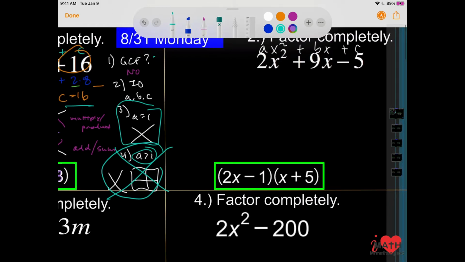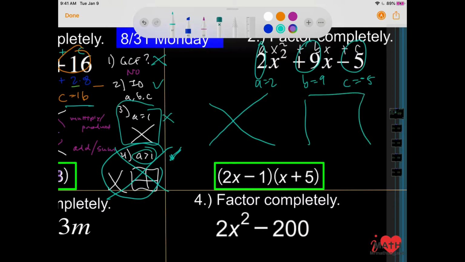We need to find the greatest common factor. There is none. That's where I'm writing x. And then can I identify the A, B, and C's? I just did that. Well, pay attention now. A is 2, B is 9, and C is negative 5. So this means that I'm not going to use this one, but I'm going to be using x and a box. So let's write that out. X and a box.